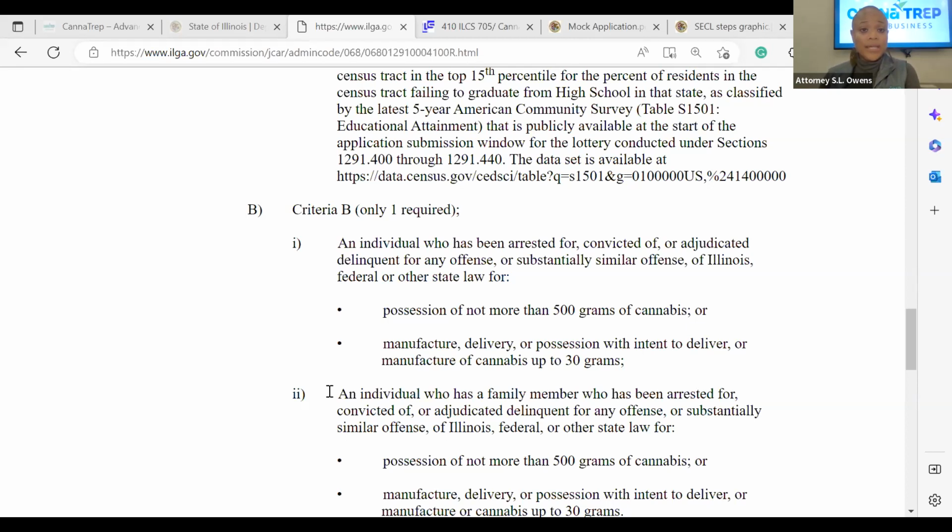The first question is, can a principal officer be added to a team after the application has been submitted? And the answer to that is no, a principal officer cannot be added to the application after it's been submitted, unless a principal officer dies and their death makes you no longer eligible as a social equity applicant. If they die and your team is still eligible, you cannot replace them.